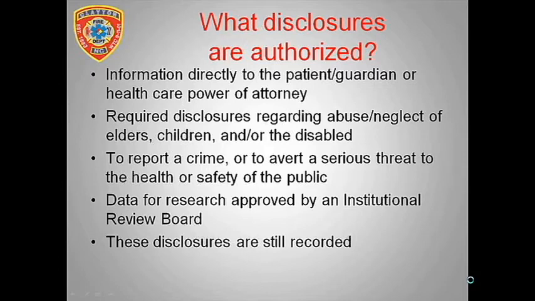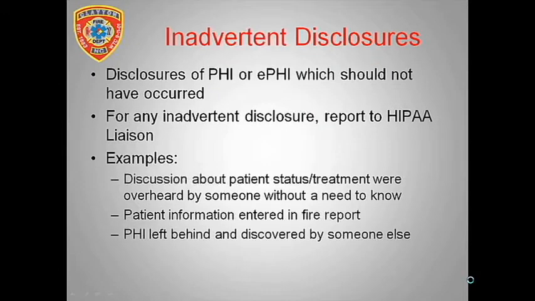Inadvertent disclosures are disclosures of PHI or electronic PHI which should not have occurred. Again, the simplest thing for this is to report to the HIPAA liaison. Documentation will be done and actually passed along. Typically, any documented inadvertent disclosures are also forwarded to EMS, just so they are aware of it as well. Some examples of this: discussion about a patient's status or treatment overheard by someone without a need to know. This happens often. We may be on an incident in a neighborhood, and the neighbor comes out and says, "Hey, what's going on?" That's why we pretty much tell them, "Hey, we can't tell you."